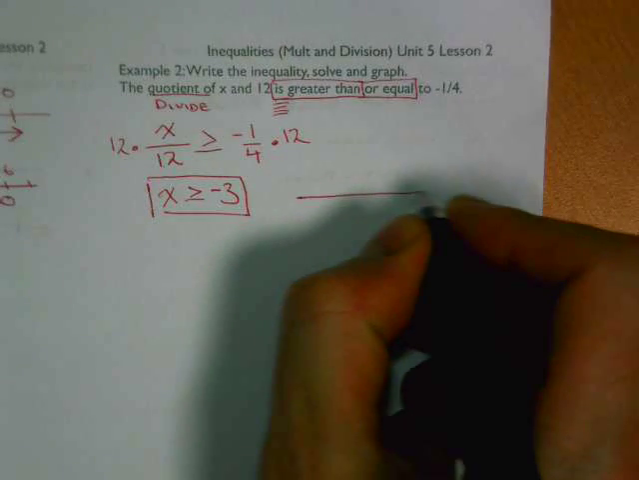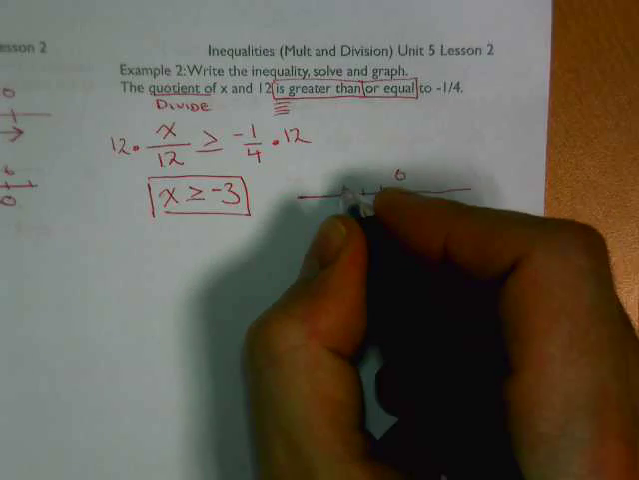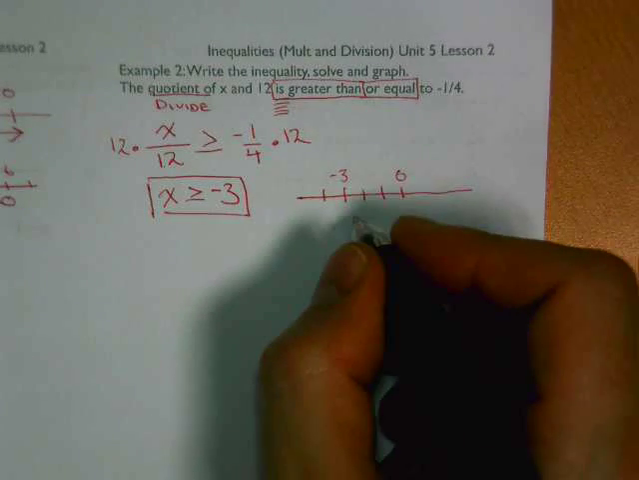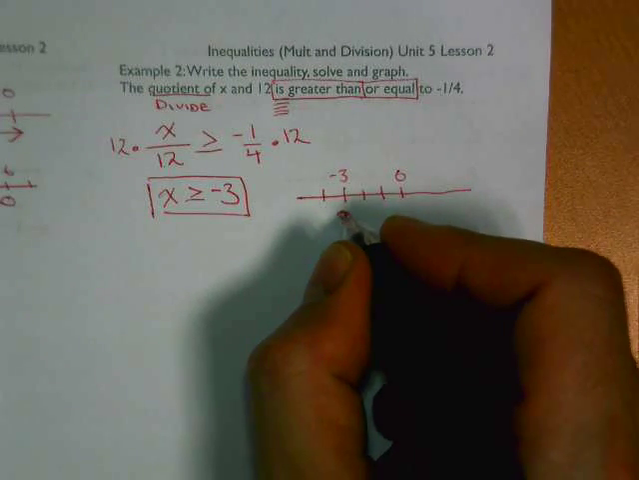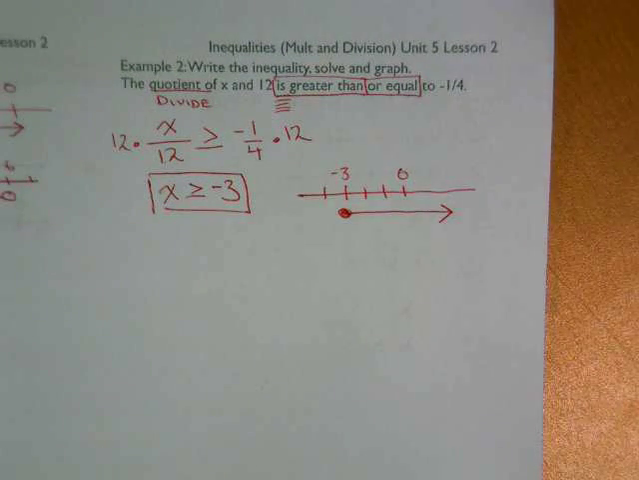And then graph it. And so here we will just say here's 0, 1, 2, 3. And greater than or equal to, so it's a filled in dot, greater than goes to the right. Okay, that's it for lesson 2, writing, solving, and graphing linear inequalities, one step using addition or multiplication or division.